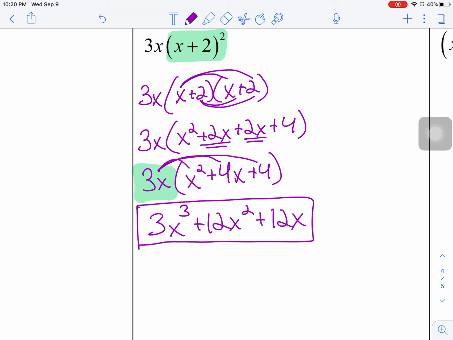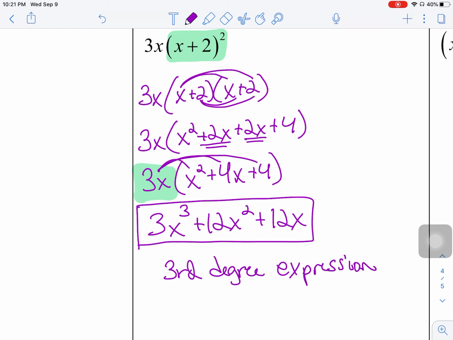Now, if we try and classify it, I'm going to look for my x. Well, I've got 3 of them. I have an x down here, this is x to the first. I have an x here, which is x to the second, and I have an x here, which is x to the third. Highest power will tell me my degree. So this is a third degree expression.